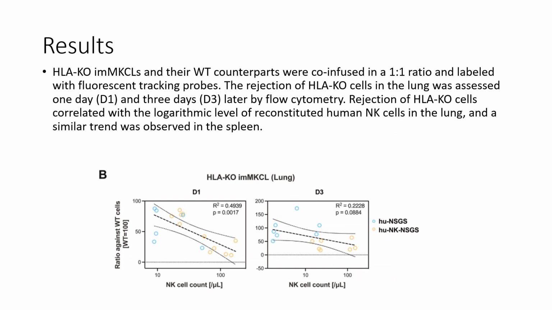Figure B shows that HLA-KO iMMKCL and their WT counterparts were co-infused in a 1:1 ratio and labeled with fluorescent tracking probes. The rejection of HLA-KO cells in the lung was assessed 1 day, shown in the figure D1, and 3 days, in the figure D3, later by flow cytometry. Rejection of HLA-KO cells correlated with the logarithmic level of reconstituted human NK cells in the lung, and a similar trend was observed in the spleen.